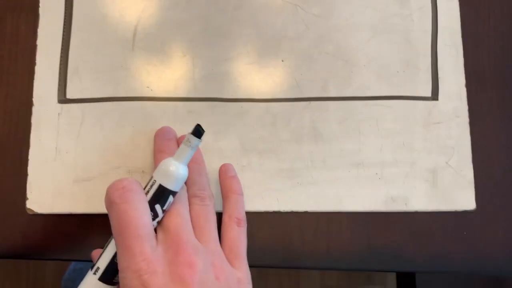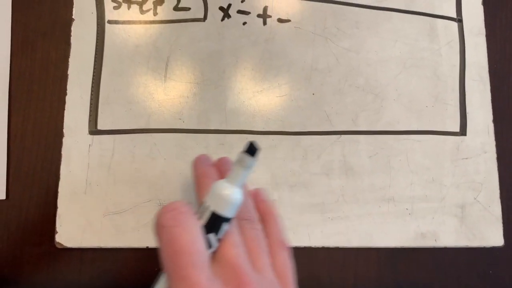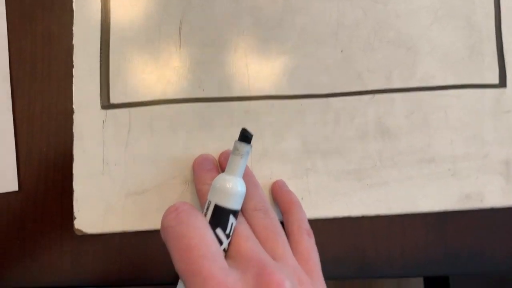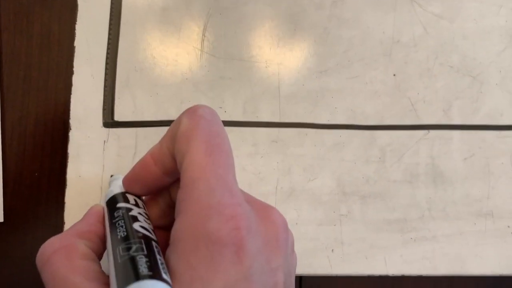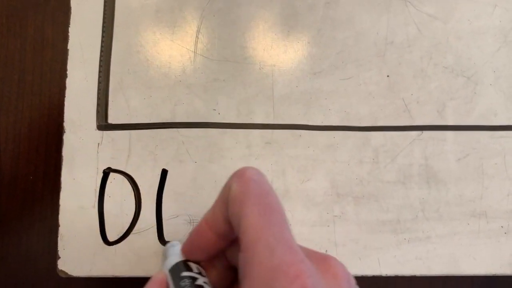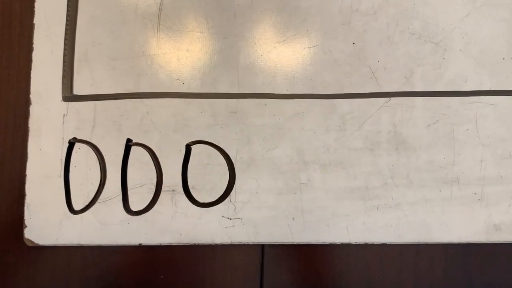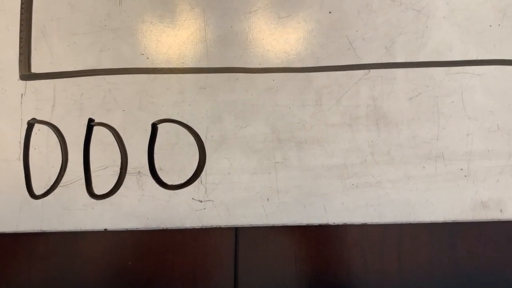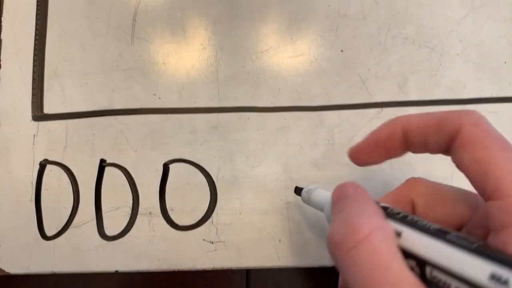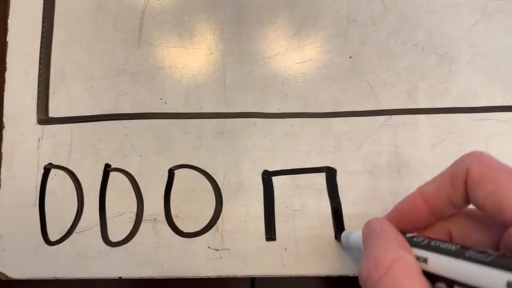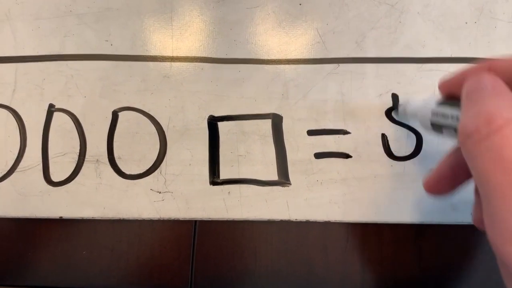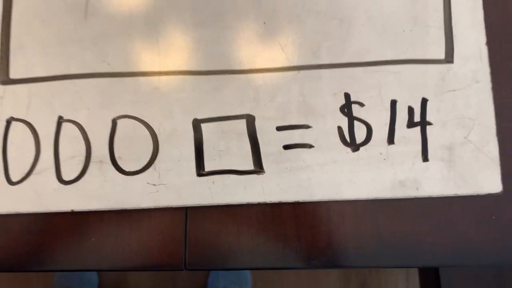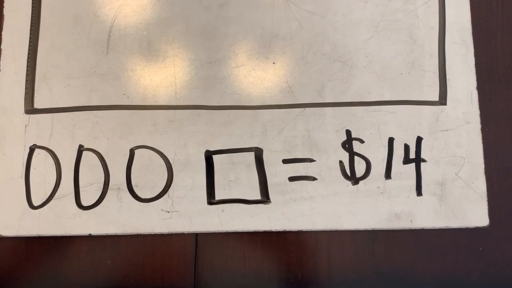Folks, I left a little bit of space down here at the bottom of my whiteboard, and I'm going to draw what I read in this problem. Rick bought 3 packs of pens. Pens are long and skinny, so I'm going to draw 3 ovals. What else did he buy? He bought 3 packs of pens and a binder. I'm going to make that a square. How much did he spend? He spent $14. Okay, that's what we have so far.